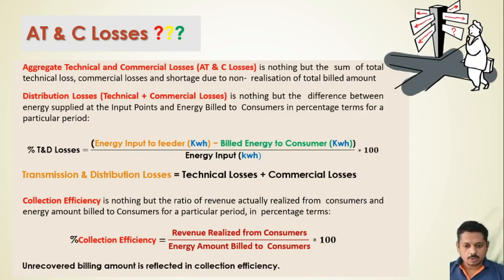Transmission and distribution losses are technical losses plus commercial losses. Collection efficiency, related to the billed amount, is nothing but the ratio of revenue actually realized from the consumer to the energy amount billed to the consumer for a particular period, in percentage terms. We can calculate it. Actually, what we generate and how much we get paid, the difference between them is losses, and those losses we have bifurcated into aggregate losses, of which distribution losses are a subpart.